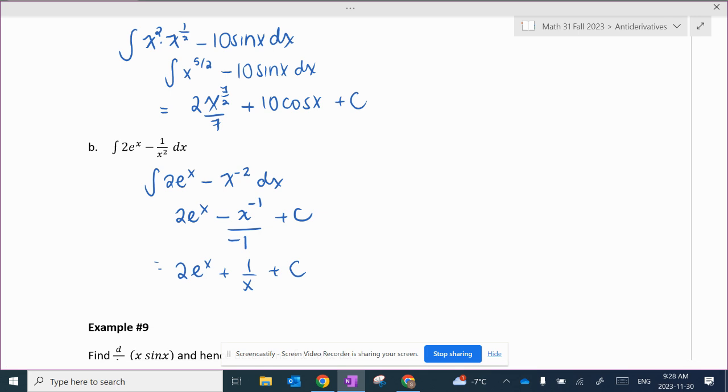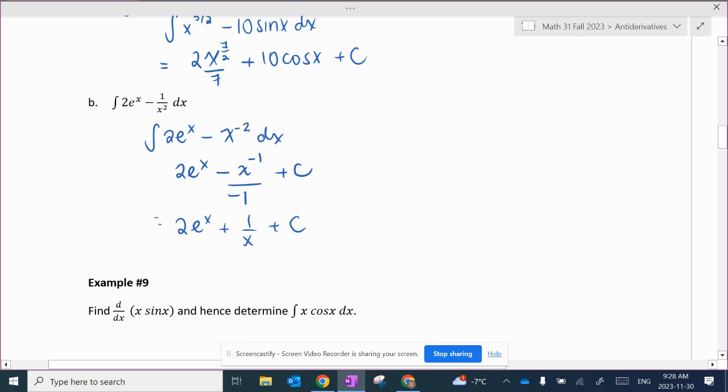Because really, the application with antiderivatives is usually just subbing things in. And having it in a simplified form doesn't make subbing it in any easier, okay? So you guys can just leave these as they are. Okay, no need to simplify.